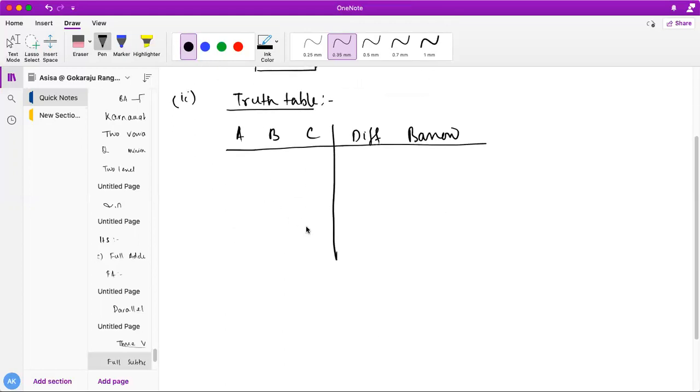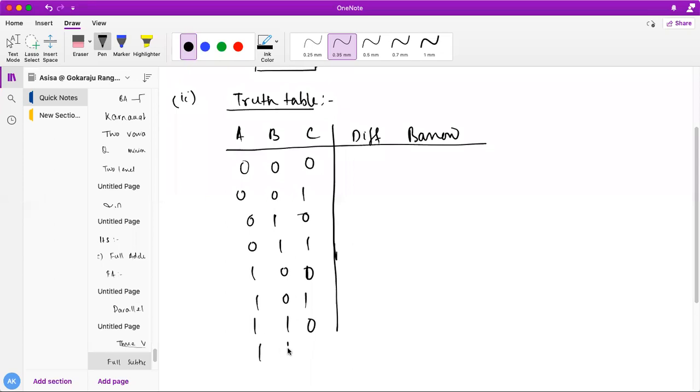Since there are three inputs, obviously 2 to the 3, that is 8 combinations, we can expect: 0 0 0, 0 0 1, 0 1 0, 0 1 1, 1 0 0, 1 0 1, 1 1 0, 1 1 1. So these are the 8 combinations we can expect.